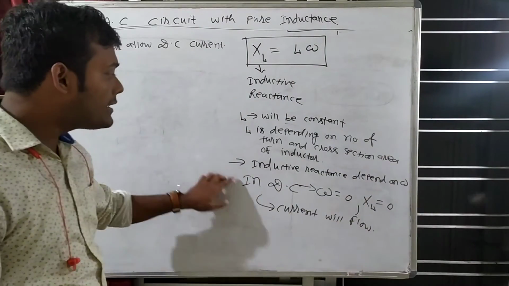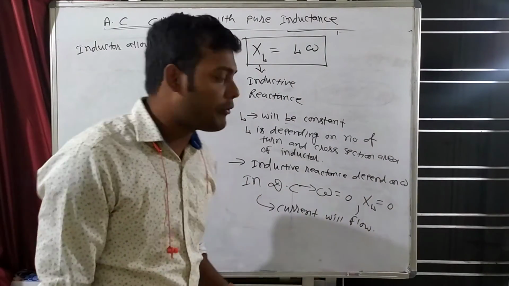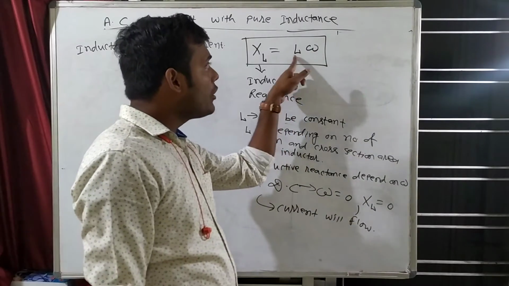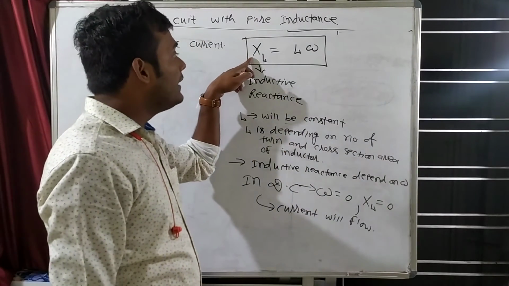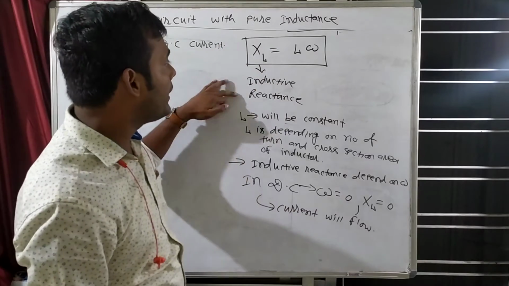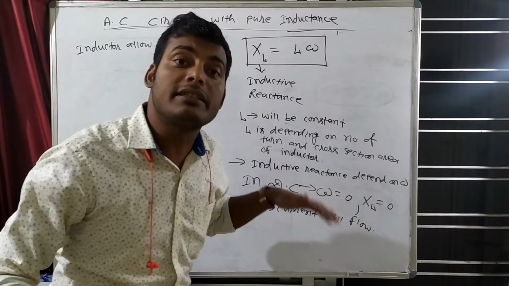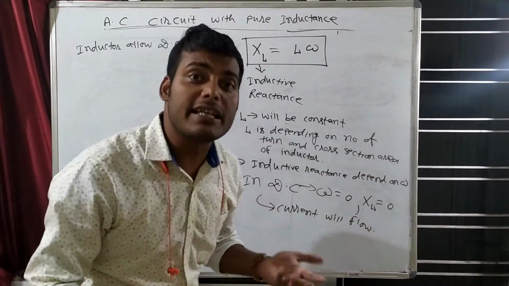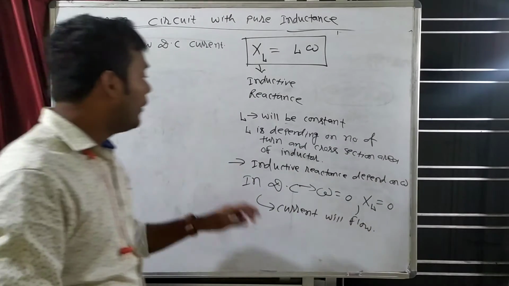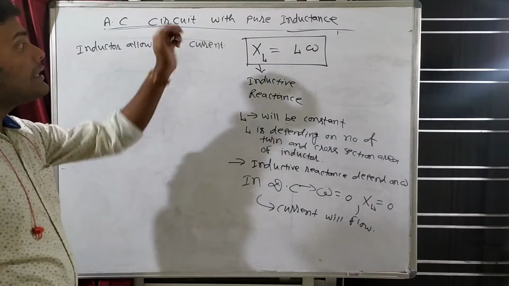So what is happening in DC? In DC, omega is 0, angular frequency is 0. If omega is 0, then 0 multiplied by anything is 0, which means inductive reactance will be 0. Inductive reactance is a resistance. So if the resistance is 0, then current can easily flow. So the inductor allows DC current.